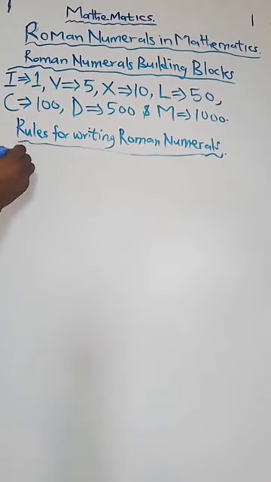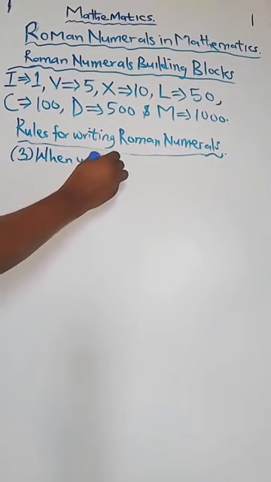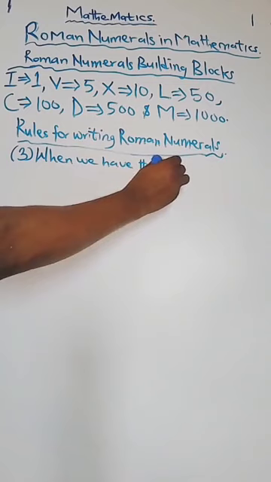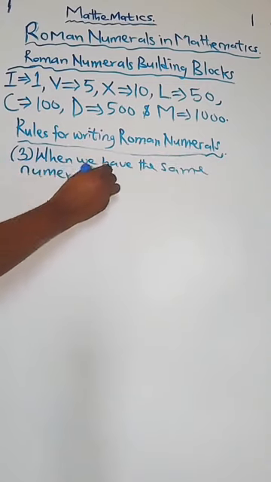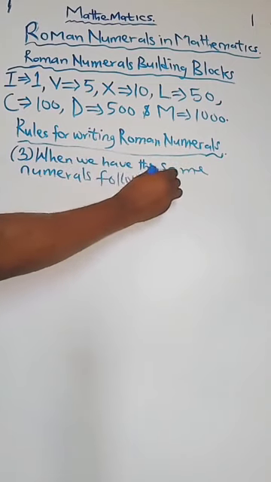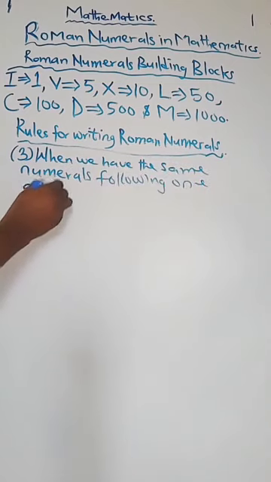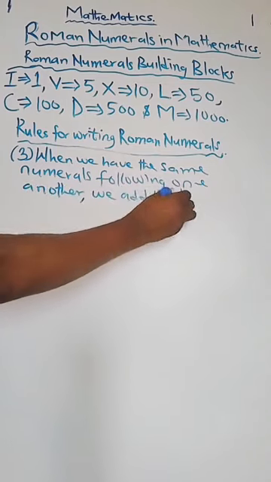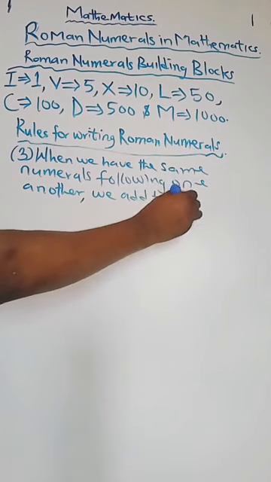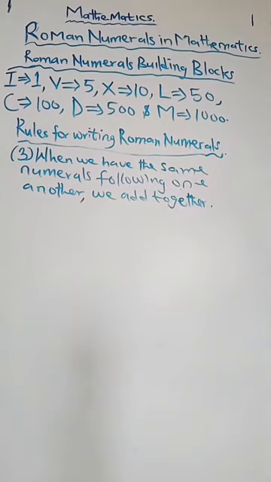Let's look at the third rule, rule number 3. When we have the same numerals following one another, then we add together. So that is rule number 3. When we have the same numerals following one another, we add together. Let's look at examples to understand what we are saying.